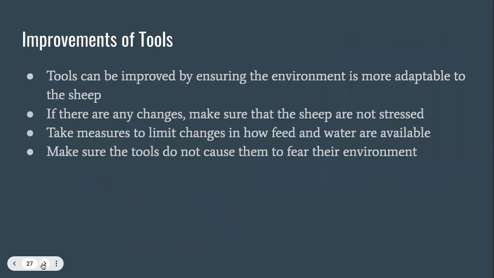And then for the tools and the improvements, tools can be improved by ensuring that the environment is more adaptable to the sheep. Because if any changes are made, we want to make sure that these animals are not stressed out. They know where feed and water is at all times. We don't want to limit how they reach feed and water. We want them to know where it is, how to get it, if it's accessible or not, and just make sure that these tools do not cause them to have fear in their environment or be living stressed out in their environment because of all the changes that are going on.